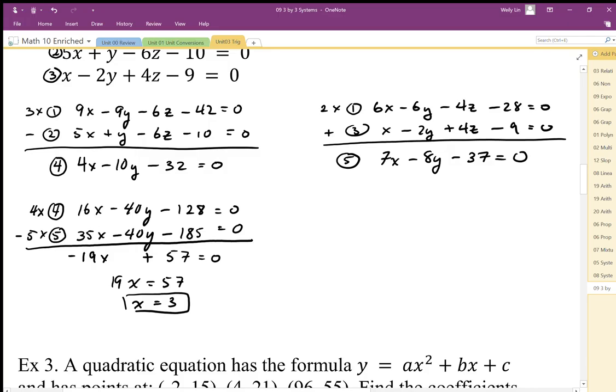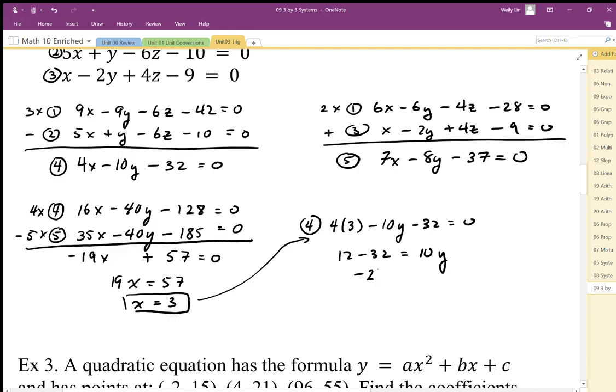I'll back substitute it into equation number 4. So I get 4 times 3. So this is substituting into that equation. Minus 10 times y minus 32 equals 0. So I end up with 12 minus 32. I'm just going to move the 10 over to the other side. I end up with positive 10y. Just make sure you're keeping track of your pluses and minuses. So negative 20 is equal to 10y, y is equal to -2. Again, once you make a mistake, everything's wrong, so just make sure that your steps are all correct.